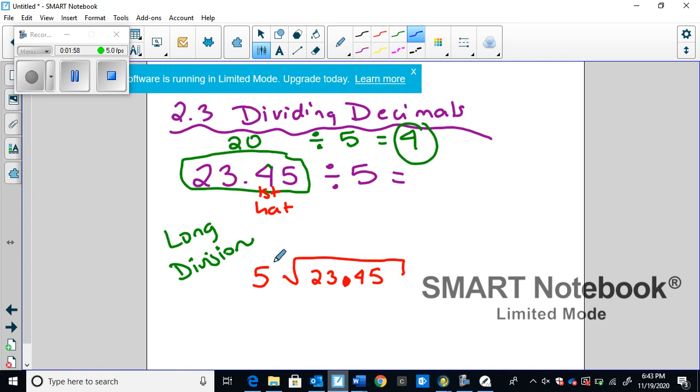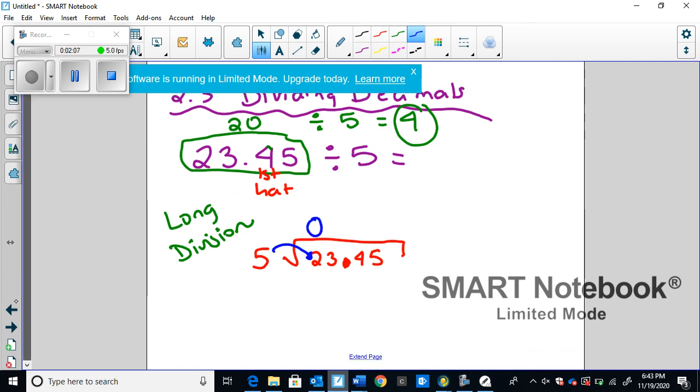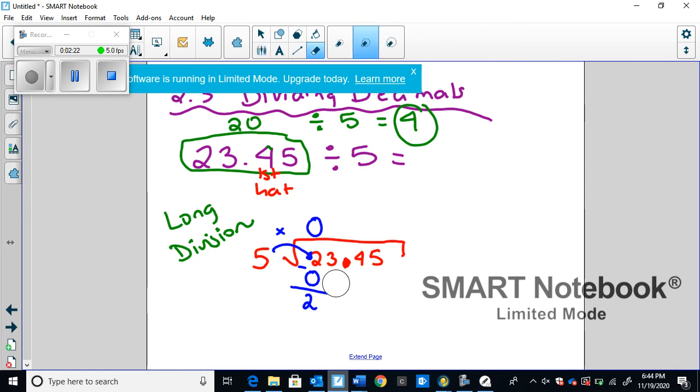Now, what I need to first figure out is how many times does 5 fit into 2? Well, 5 can't fit into 2, so it's going to go in there 0 times. But 5 times 0 is what? Well, that's 0, so I'm going to put that number underneath. Then I'm going to subtract these two numbers. So 2 minus 0 is going to be 2. And then from there, I'm going to bring down that next number to make this number 23.